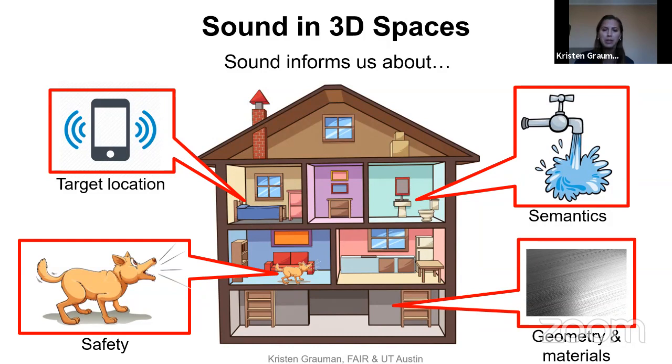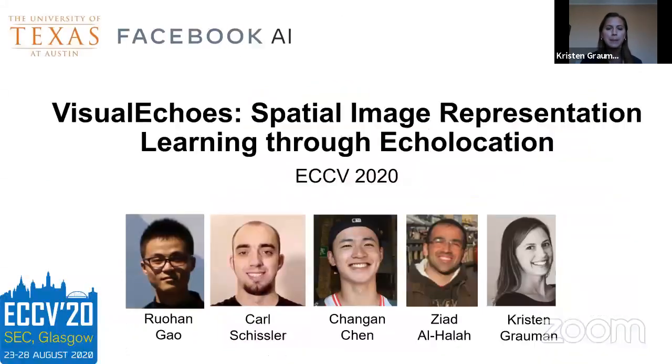So in this talk, I'm going to be covering a few of these through some very recent work that we've been doing. The first one I'm going to talk about deals with the geometry and materials element. This is work that we are presenting at the main conference this week called Visual Echoes, and it's done by Rohan Gao, Carl Schisler, Shannon Chen, Ziad, and myself.